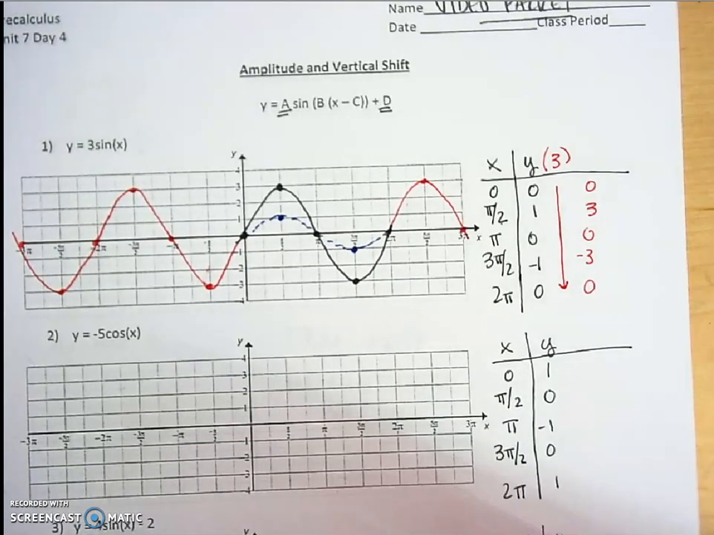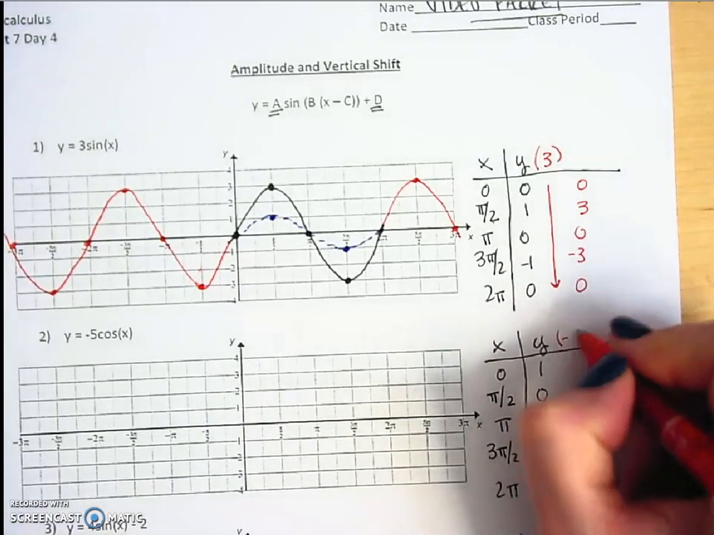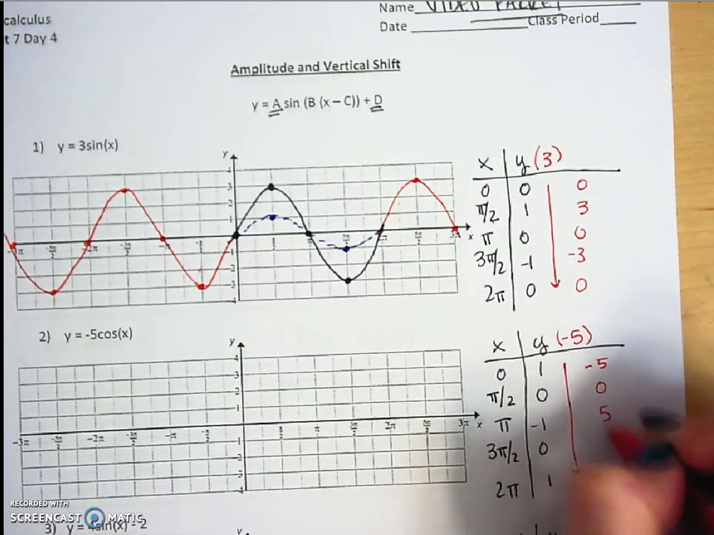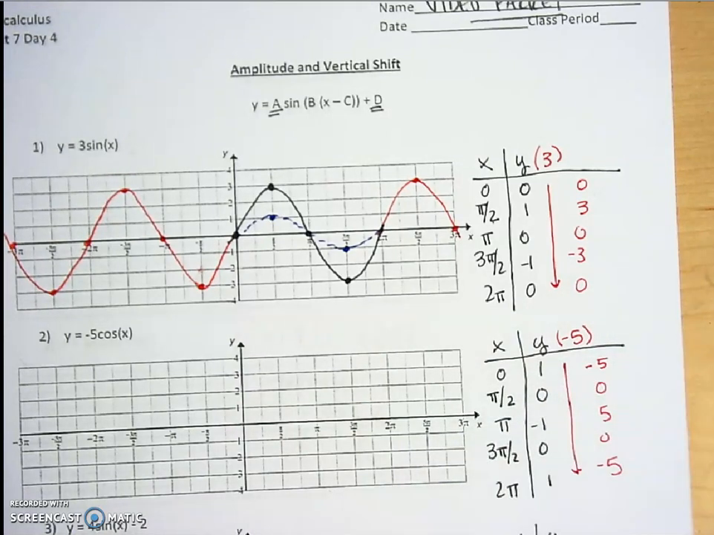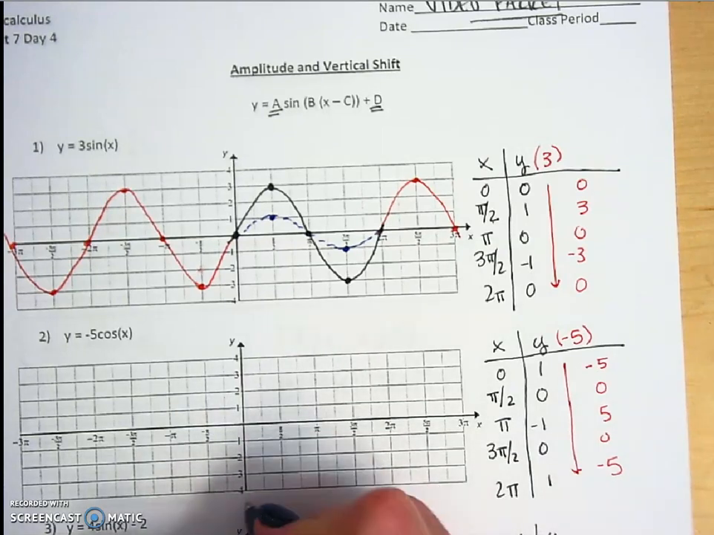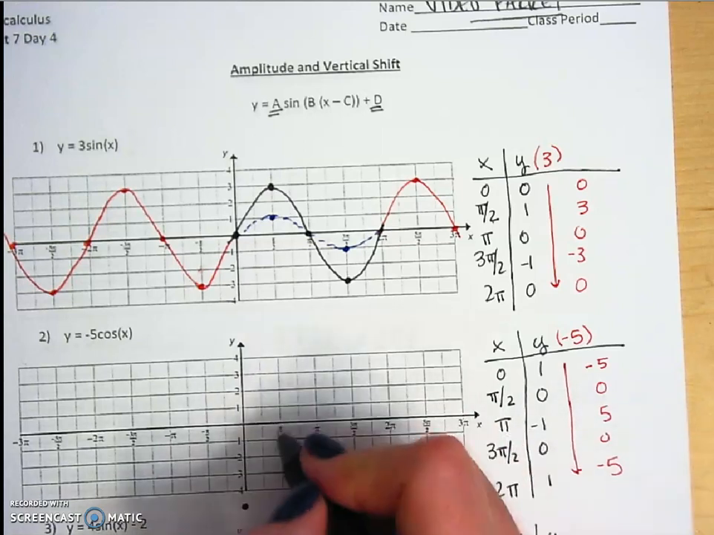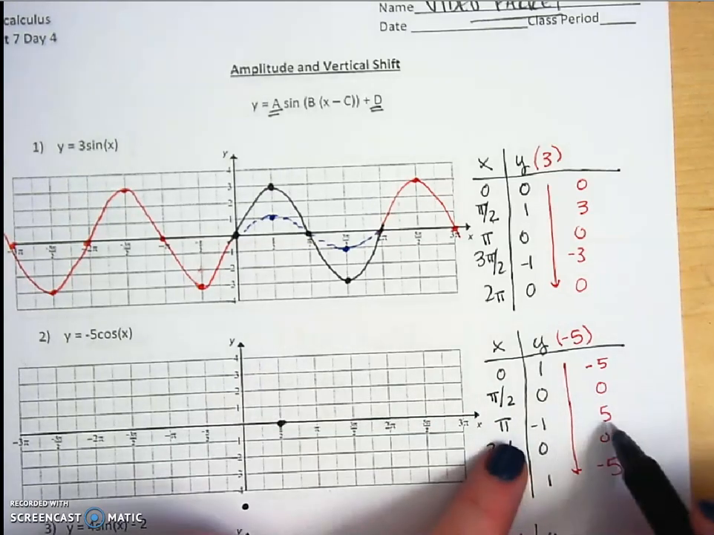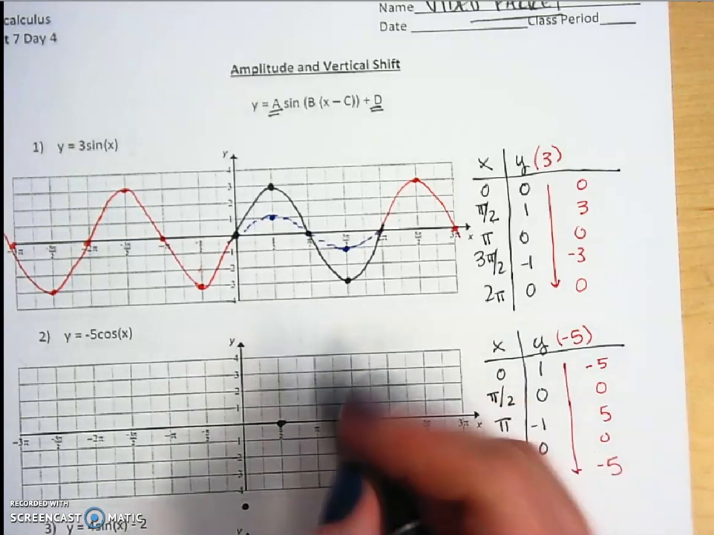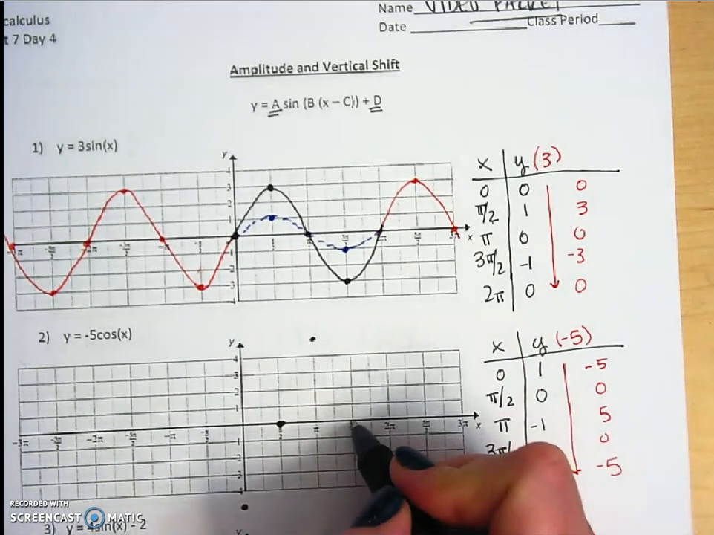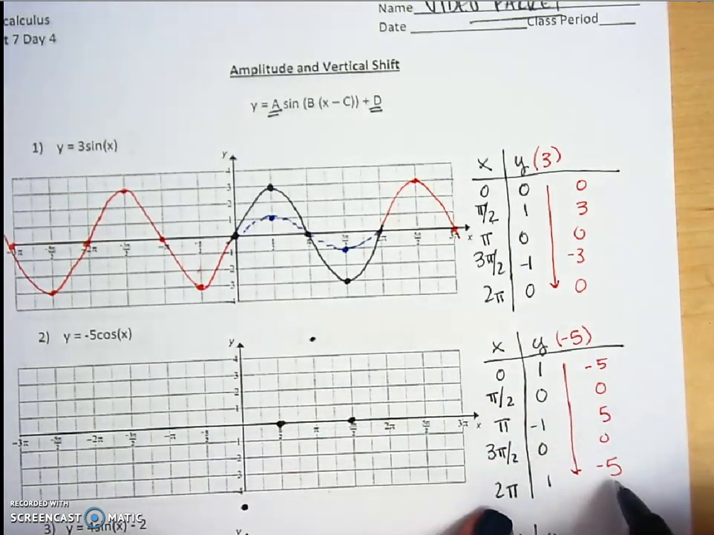So take all your y's and multiply them by negative 5, all of these. So these are my new values. I'm going to graph just that one cycle in black, 0, negative 5, pi over 2, 0, pi and 5, 3 pi over 2, 0, and then 2 pi and negative 5.